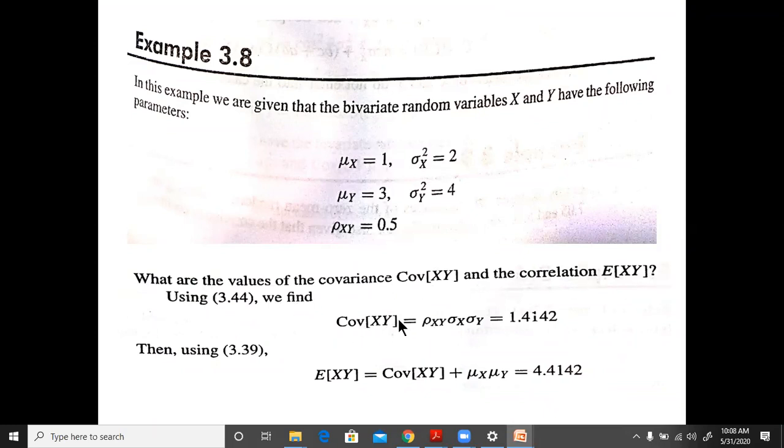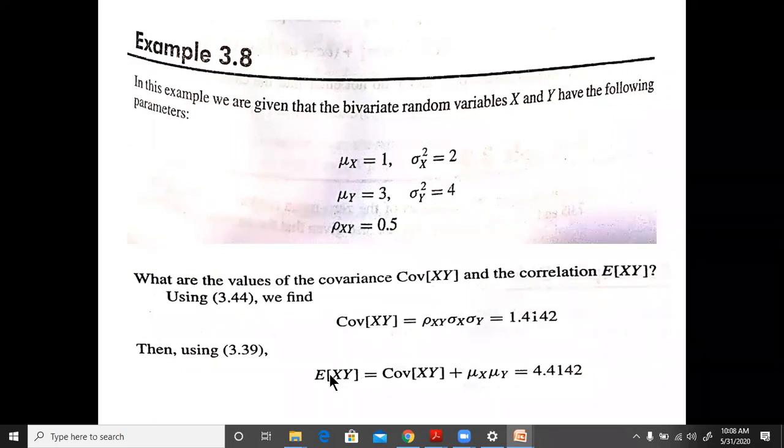So the covariance is equal to sigma xy, so to say rho xy, sigma x, sigma y. That is this multiplied by the root of this and the root of this. Root of this is 2. 2 into 0.5 will be 1. Root of this will be root 2. So that will be root 2 into 1, and hence that will become 1.4142.